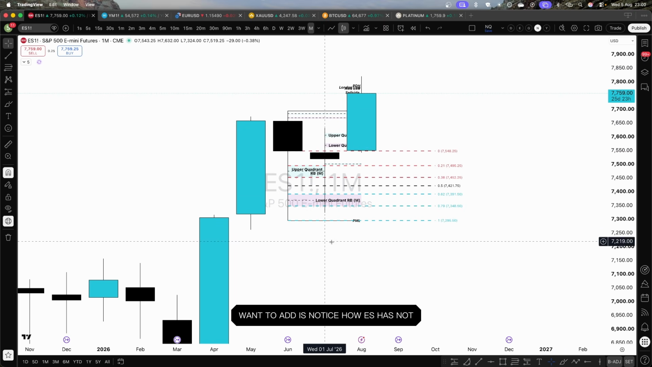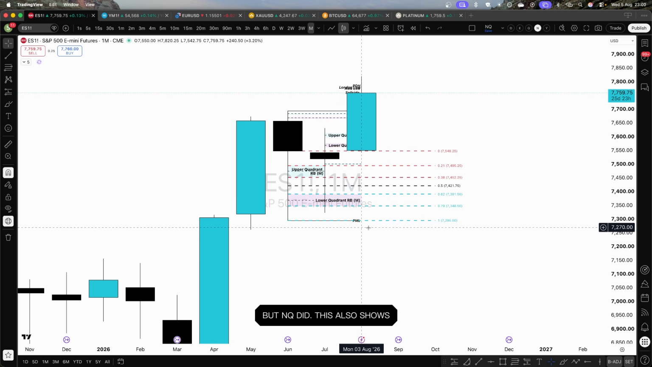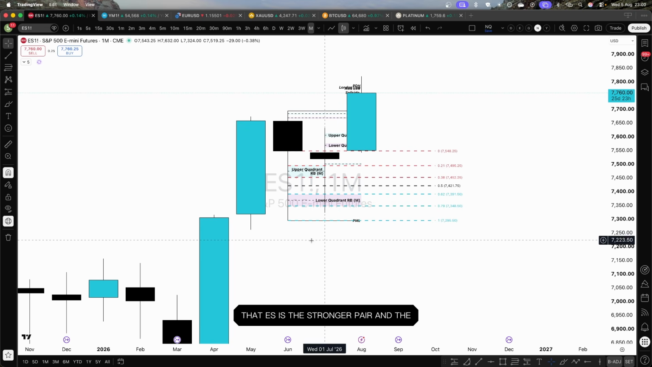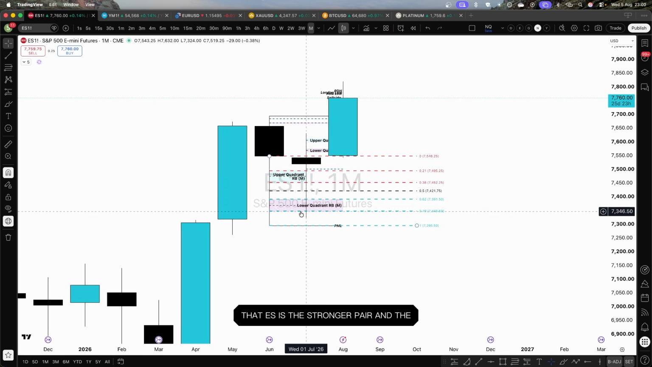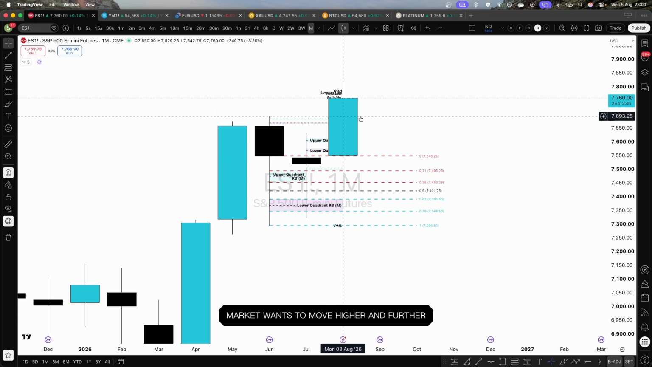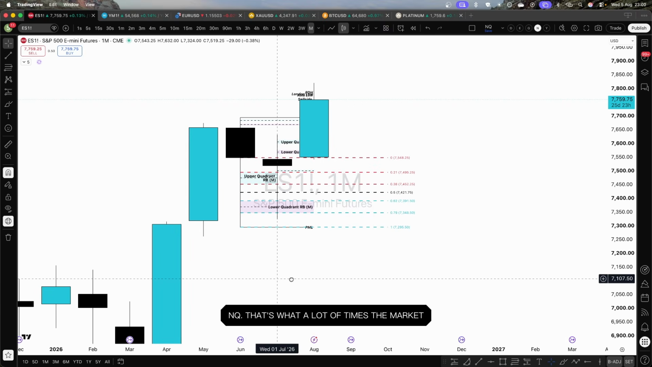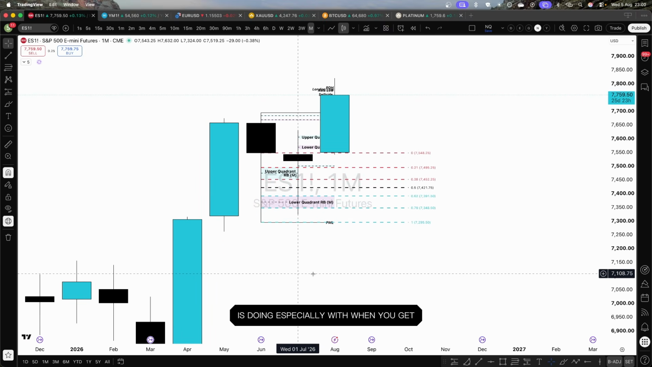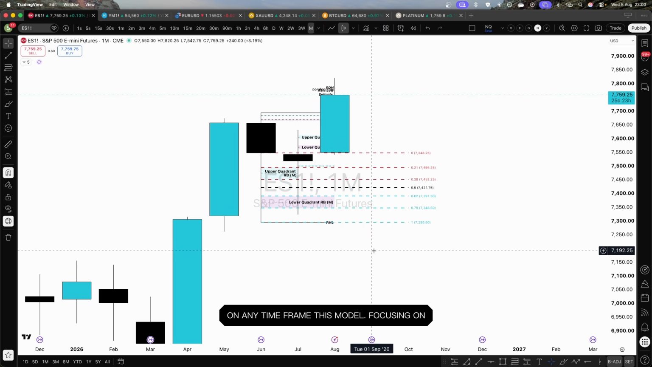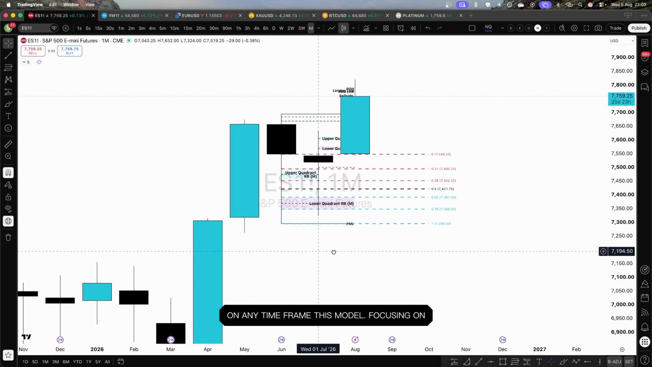But I also want to add, notice how ES has not taken previous month low, but NQ did. This also shows that ES is the stronger pair and the market wants to move higher and further on ES than it does on NQ. That's what a lot of times the market is doing, especially when you get SMTs. You can use this model on any time frame.